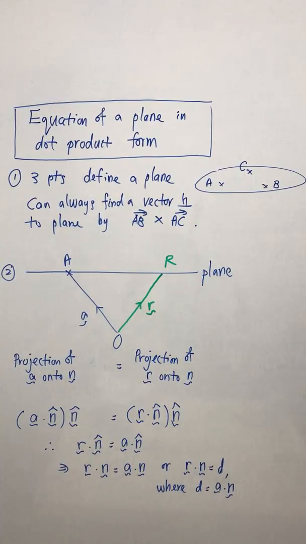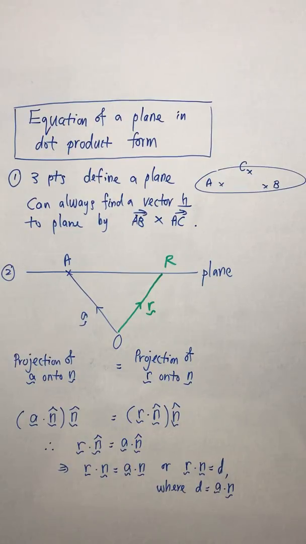In this video, I'm going to discuss with you the equation of a plane in dot product form. This is the second form of the equation of the plane. In class, I have already covered the equation of a plane in the parametric form. So this is the second one.